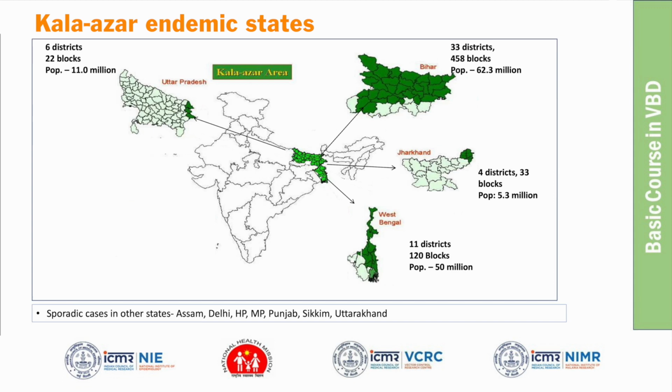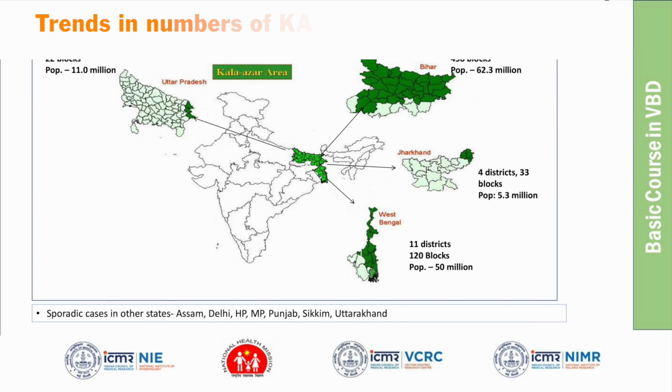And in West Bengal, 11 districts are affected. Overall, 120 blocks are covered by these 11 districts, and the endemic population is 50 million here. And in UP, only 6 districts are affected, covering 22 blocks. The endemic population in this region is 11 million. So these are the 4 states in which about 633 blocks are affected, and we are very significantly contributing to the VL cases in the global burden.